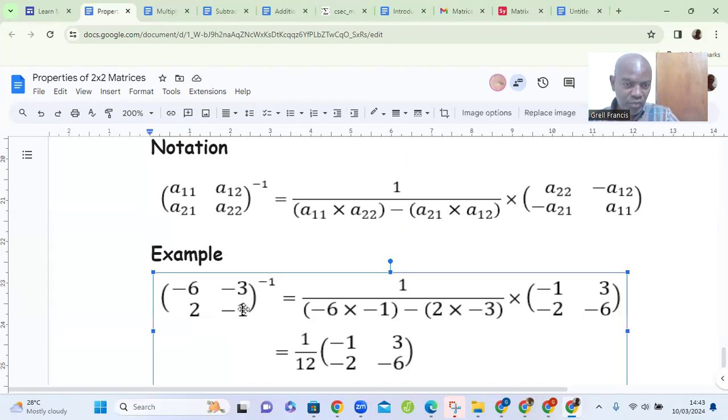So we want to find the inverse of negative 6, 2, negative 3, negative 1. So it's 1 over the determinant. The determinant, you multiply the leading diagonal minus the non-leading, times the adjoint. The adjoint, you swap negative 6 and negative 1, and you change the sign of the non-leading, and then you simplify. So that's how you find the inverse.